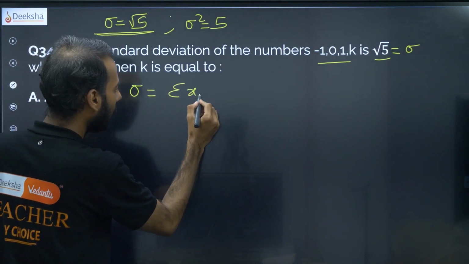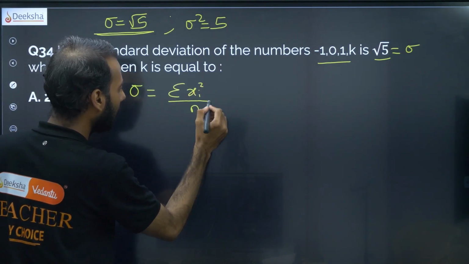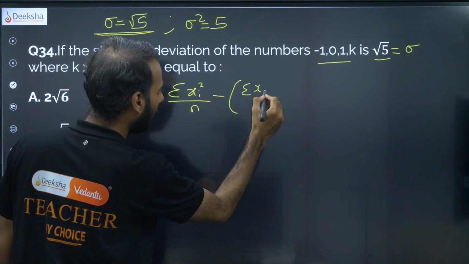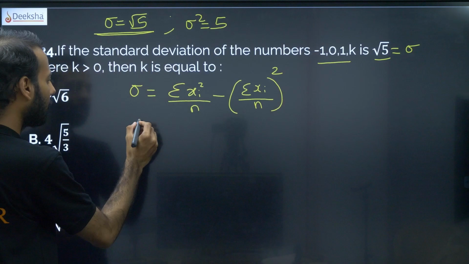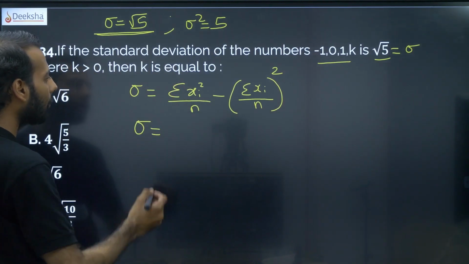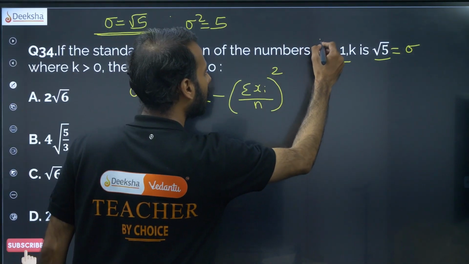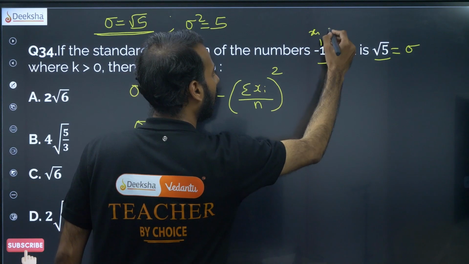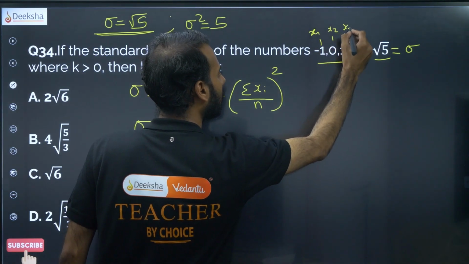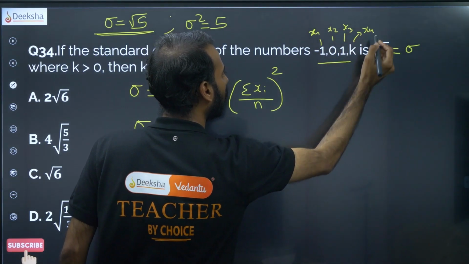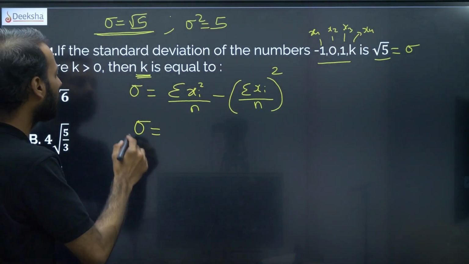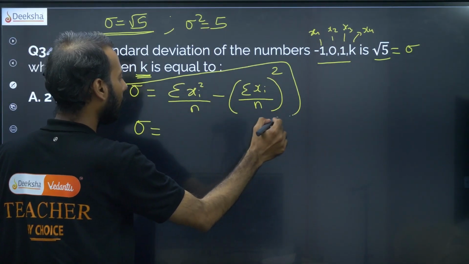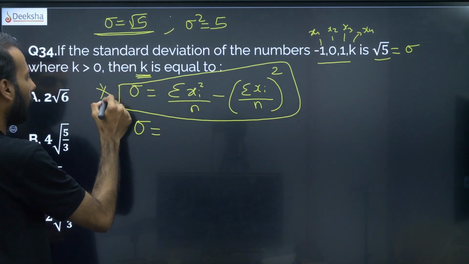Summation of xi square by n minus summation of xi by n, whole square. So sigma is equal to summation of xi. So this is x1, x2, x3, x4. What we have to find is the value of k. This is the formula. This you have to add to your memory.